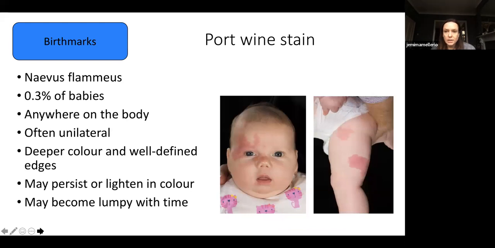These are port wine stains, which are slightly different. They're much less common and they can occur anywhere on the body. Unlike the salmon patches or stork marks, they tend to be slightly deeper in colour and have more clearly well-defined edges. And they are persistent. Sometimes they will tend to lighten a bit over time. Sometimes they'll become a bit darker and even a bit lumpy over time.